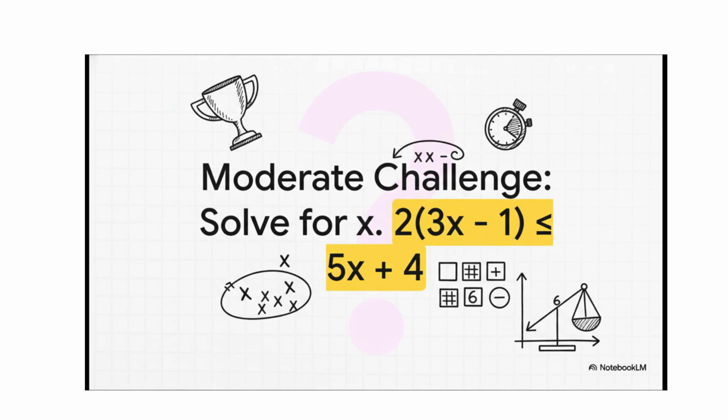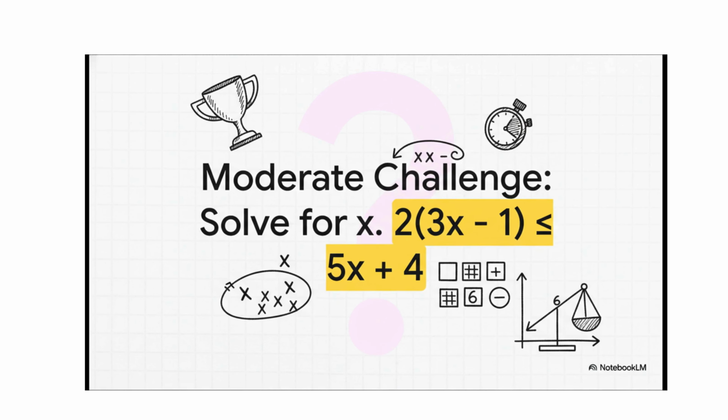Ready? Okay, here's a problem you might see in a competition. Now, when you see something like this, the first step is always just to clean it up. Let's distribute that 2 on the left side, which gives us 6x minus 2. Now that looks a lot more familiar. From here, we just collect our terms, subtract 5x from both sides, add 2 to both sides, and we find our solution. x is less than or equal to 6.